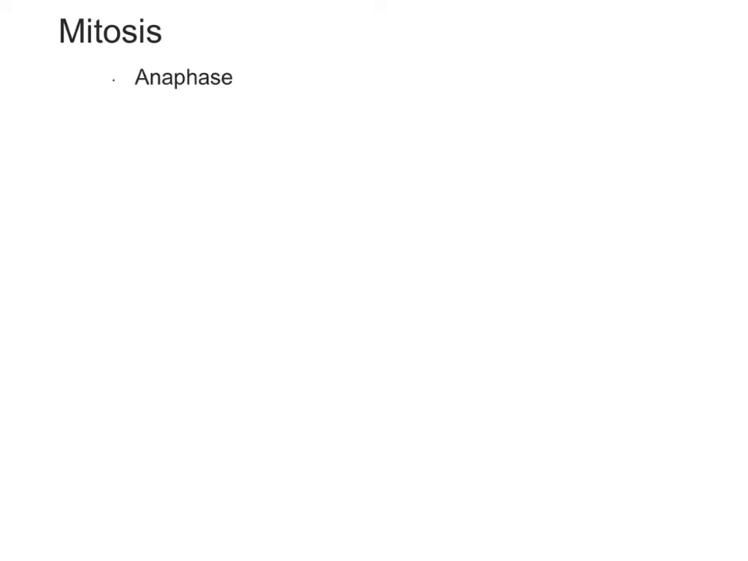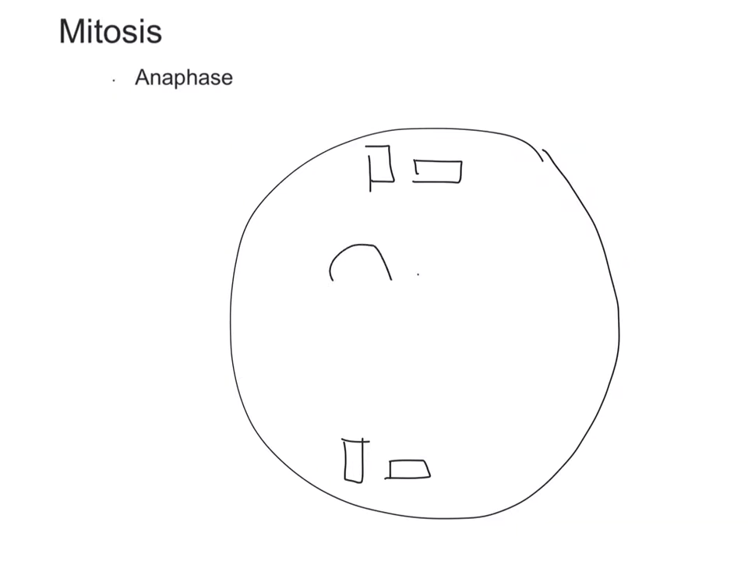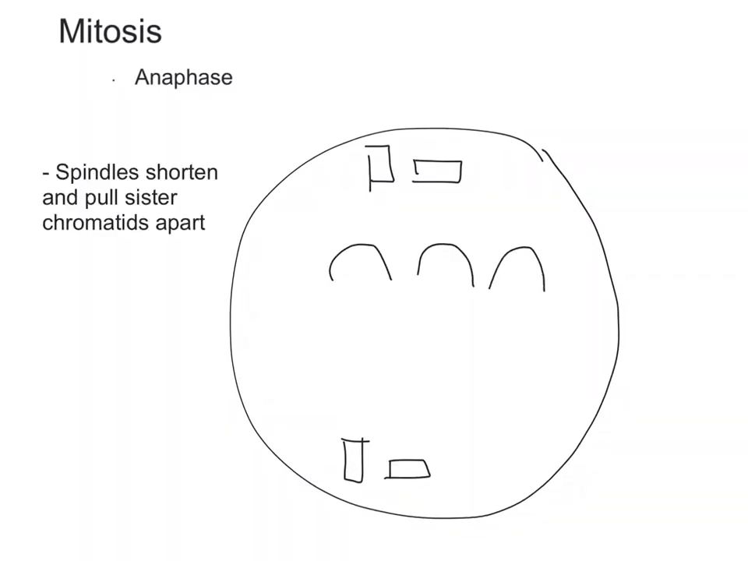The third step of mitosis is anaphase. During this step, the spindles shorten, the sister chromatids are ripped apart. This means that we have one copy of the DNA going to each side of the cell. Those chromosomes are moving because the spindles are shortening.